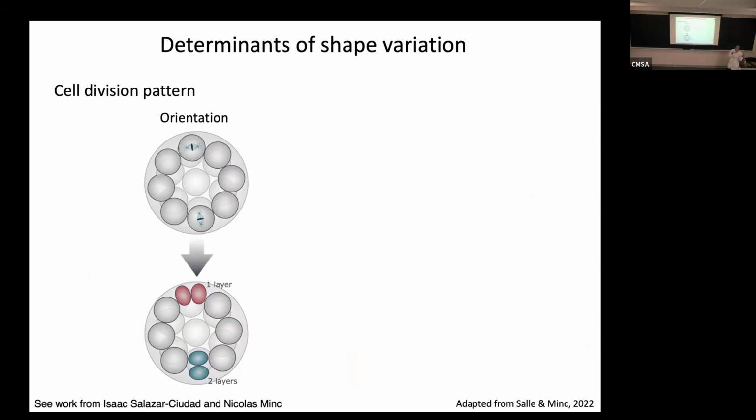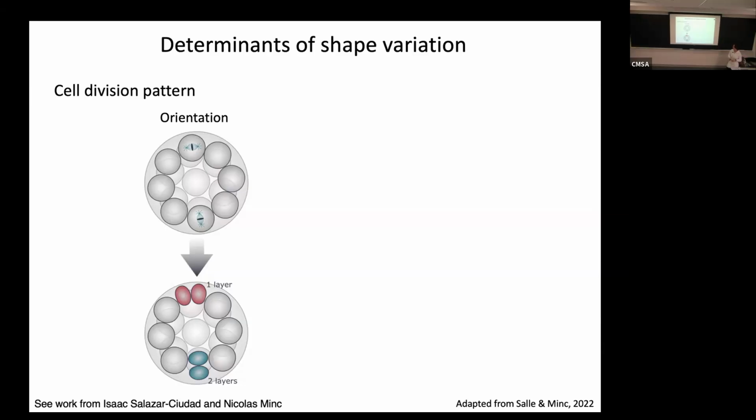Even if you just compare embryos that do holoblastic cleavage, the way that the cell divisions are patterned is going to affect the shape of the embryo, right? So this is one of the large determinants of early embryonic shape: in which direction are the cells dividing? These are examples. This is a picture that I took from this very nice review from Nicola Minc. If you're interested in the role of cell division in early shape variation, there are two groups that have done really extensive work in comparison of these patterns across species. One is Minc, and the other is Isaac Salazar-Ciudad.